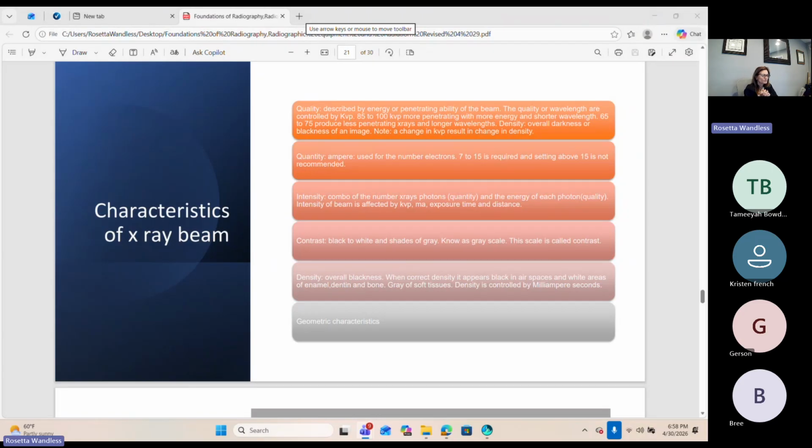Perfect. Now, again, I put the definitions here. Your contrast is black to white. It's shades of gray. It's known as the gray scale. The scale is called contrast. Density means overall blackness. It appears black in the air spaces, and then we see those really white areas of either restoration, bone, enamel. Gray are usually soft tissues. We know that density, the overall blackness, is going to be controlled by the milliamperage. The quantity, the electrons, is going to be the setting for that.